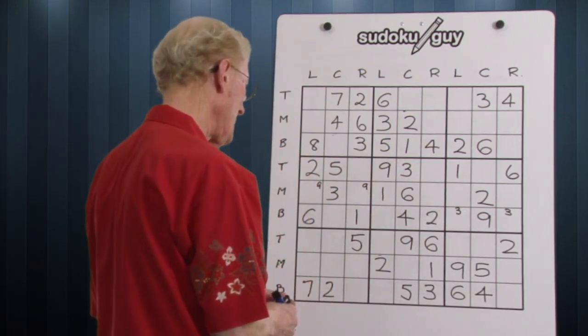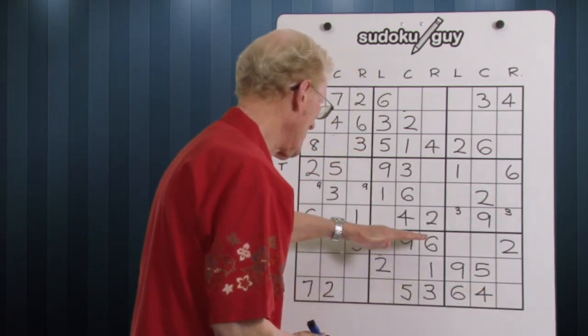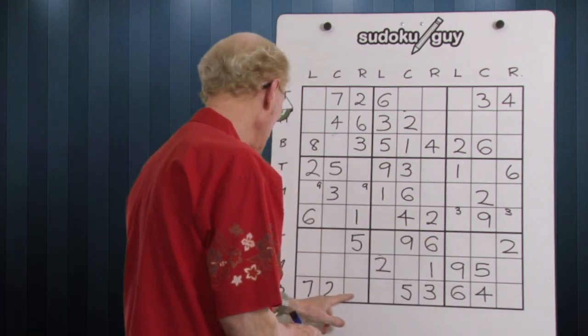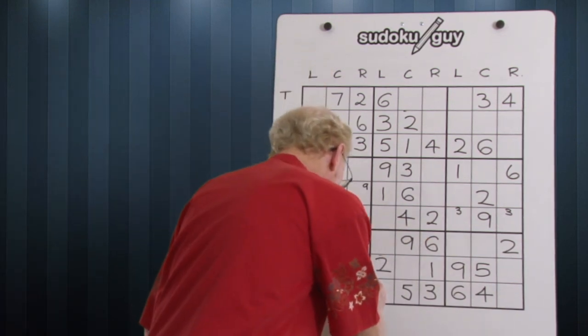Sixes. There are two sixes. There's a 6 in the bottom here, a 6 at the top here. So therefore the 6 has to be in the bottom here. So it goes there.